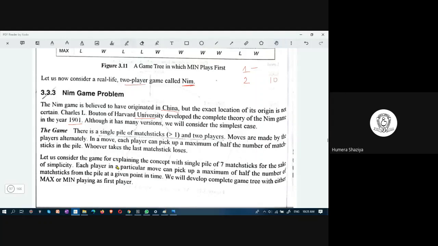If there are 10 matchsticks, they can take a maximum of half the number, so they can take 5. Then when 5 are left, they can take at most half of this 5. If you take 3, 2 will be left. When 2 are left, one player will choose 1, and the other player will have 1 remaining. So whoever gets the last matchstick loses the game. This is the game.